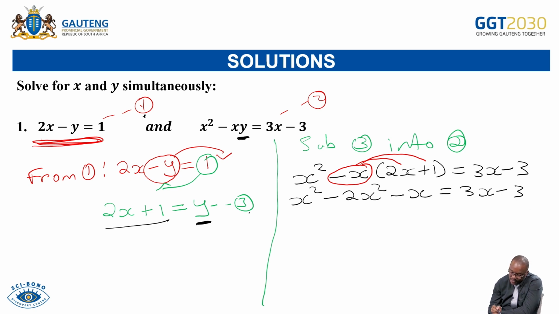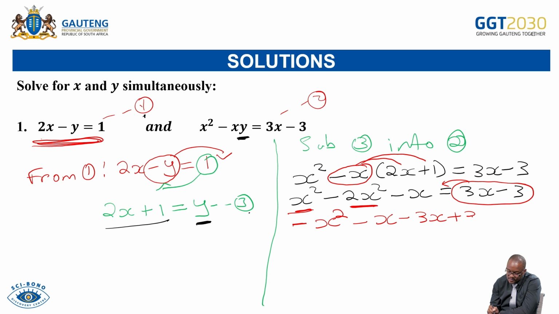Right? Then what will happen here is that we add the like terms. We can see that x squared and negative x squared, they are the like terms there. Then we're going to have what? We're going to have negative x squared, because 1 minus 2 is minus 1. Then we have negative x. Now we're doing what? We transpose those ones to the left hand side. Then we're going to have negative 3x and positive 3 is equal to 0.